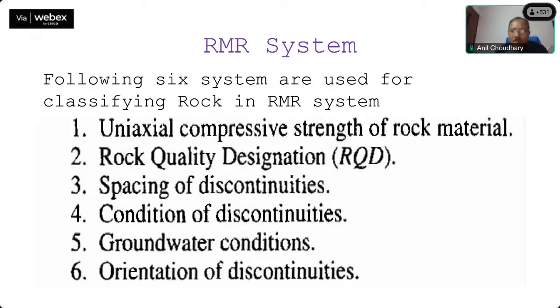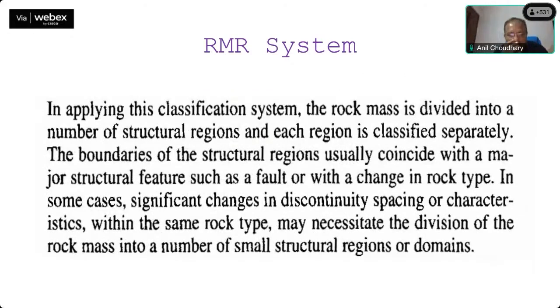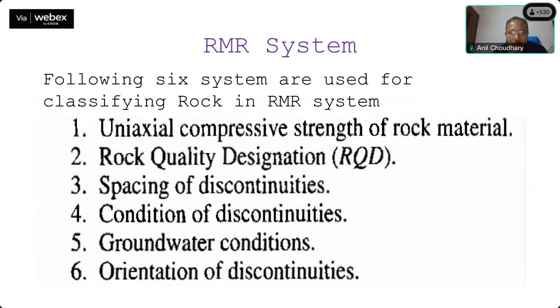Now coming to the RMR system, go back to the previous slide. These are the six characteristics that we are taking, which we have discussed. Next one. Next one.